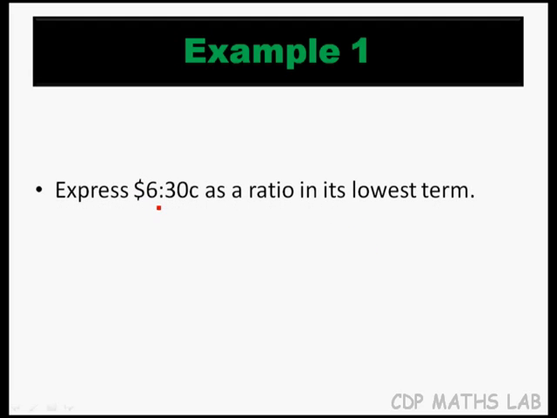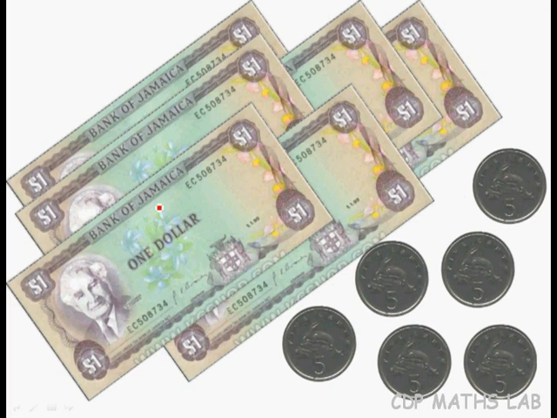Example number 1. Express $6.30 as a ratio in its lowest term. Now here we have some Jamaican old $1 bills. We have 1, 2, 3, 4, 5, 6 $1 bills, and these bills represent the $6. And here we have 5 cents. We have 1, 2, 3, 4, 5, 6 5 cents. When you add all of them, you get what?